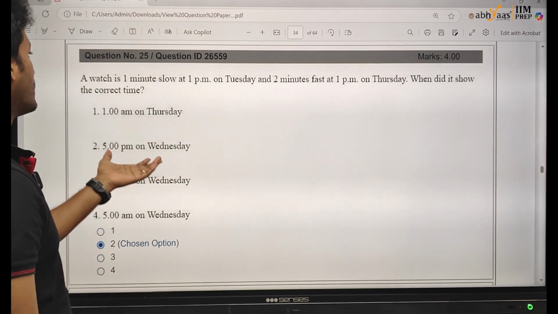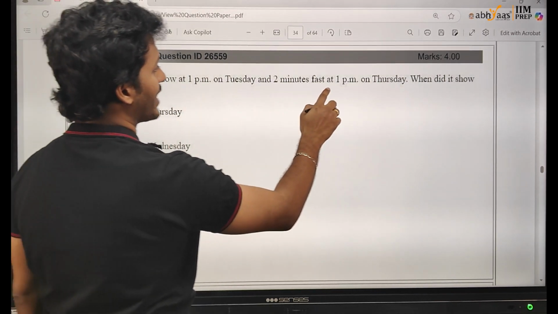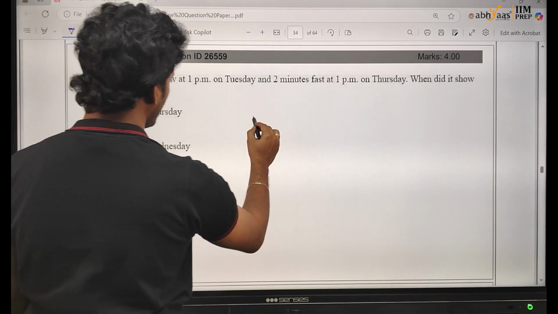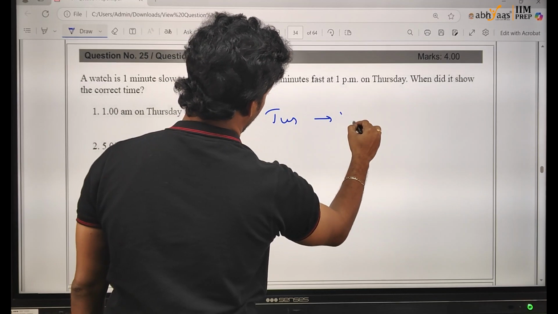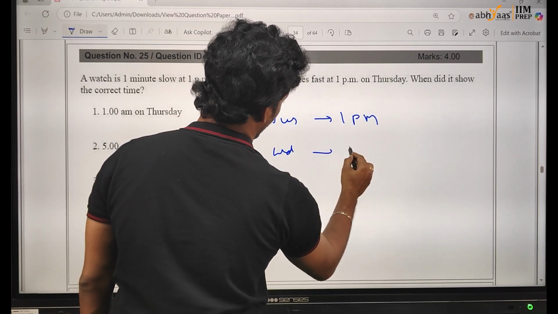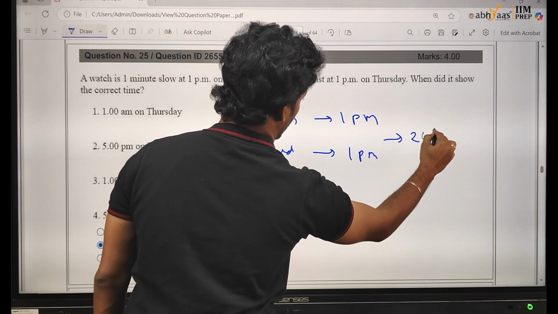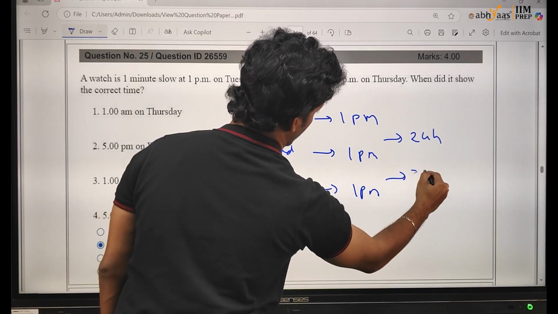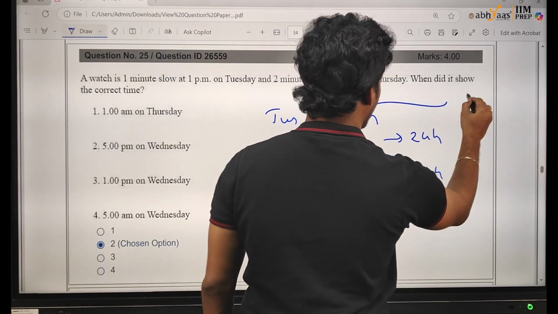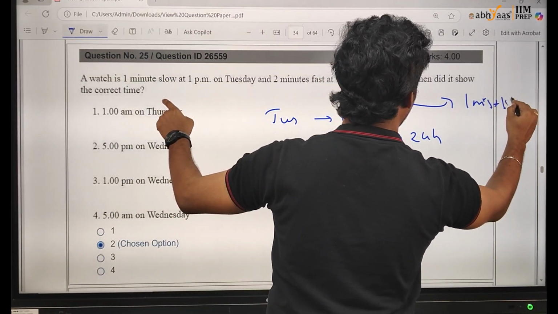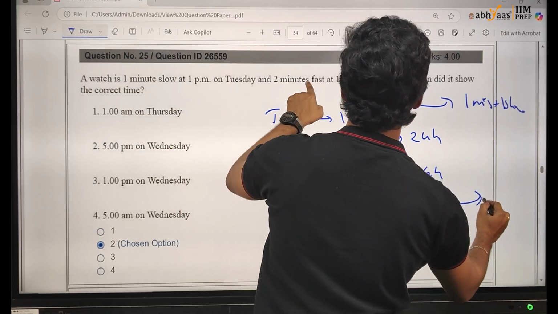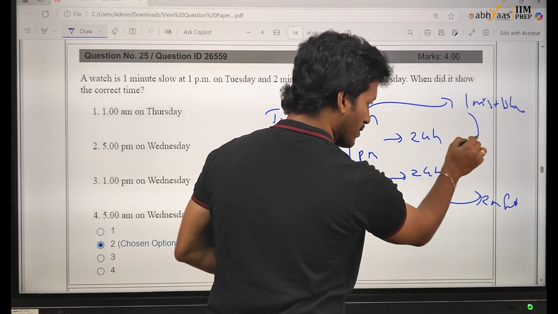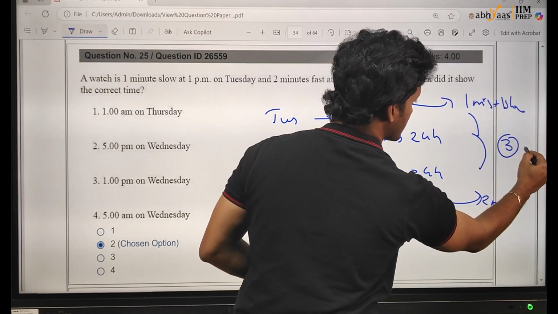Okay. A watch is 1 minute slow at 1 p.m. on Tuesday and 2 minutes fast at 1 p.m. on Thursday. Then when did it show the correct time? That means from Tuesday 1 p.m. to Wednesday 1 p.m. it will be 24 hours, and to Thursday 1 p.m. it will be another 24 hours. Here the watch is 1 minute slow, and here the watch is 2 minutes fast. That means the watch has gained 1 plus 2, total 3 minutes.